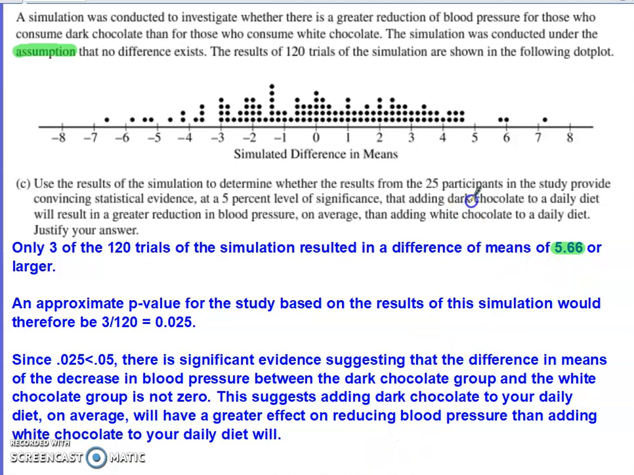0.566 is somewhere in here. We have exactly 3 of the 120 trials within the simulation as extreme or more extreme than the difference in means that our study actually produced. So if we're assuming that there is no difference, and this is the way the results should shake out, only 3 of the 120 trials got a result as extreme or more extreme as the one that we got.